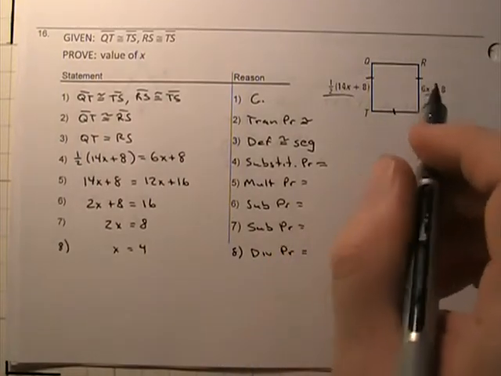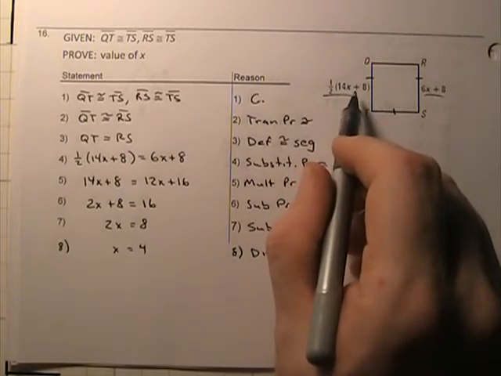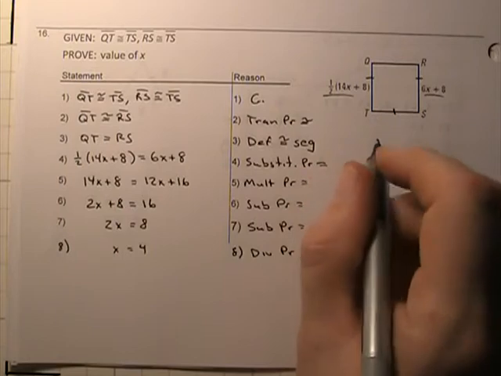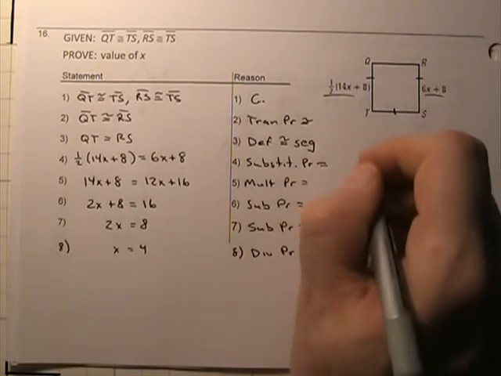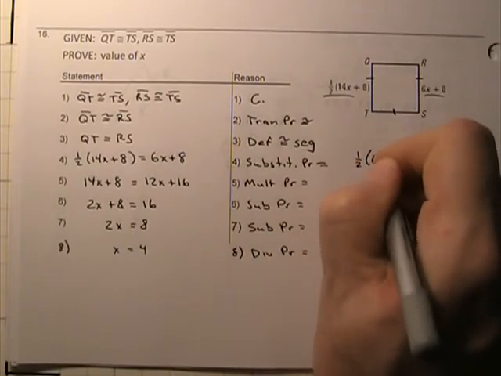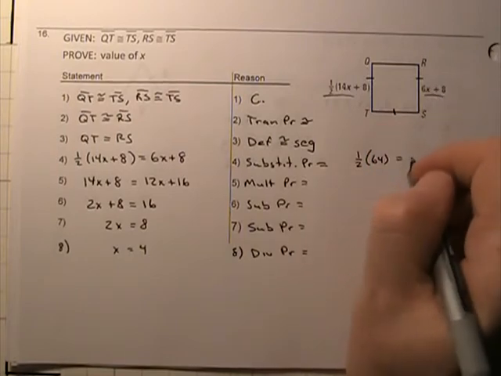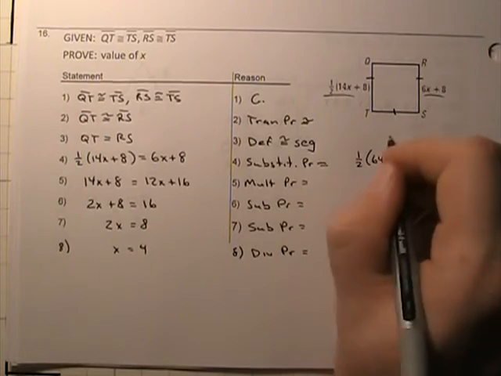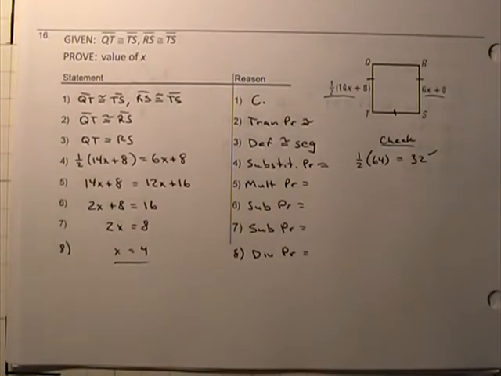Okay, let's check our work. These are equal, so let me see. 14 times 4 is 56. 56 plus 8 is 64. 1/2 of 64 equals 6 times 4, which is 24, plus 8 is 32. 1/2 of 64 is 32, so this checks. So it looks like my answer is pretty good.